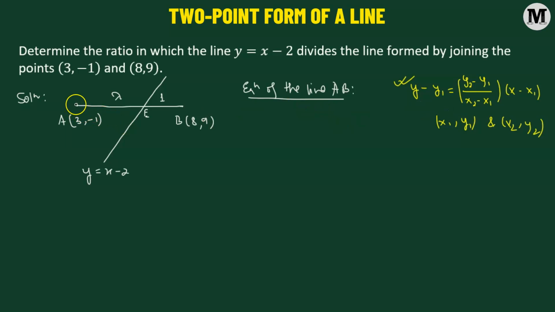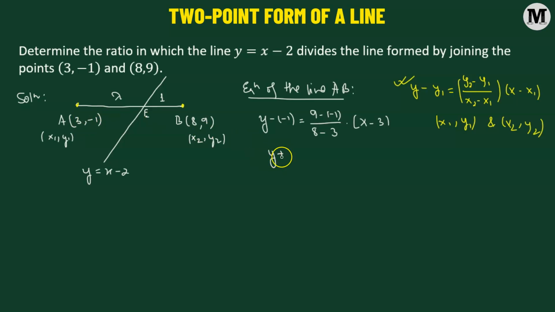In our case, the coordinates of point A and point B are given to us, so we can immediately obtain the equation of the line AB. Let us assume that A corresponds to (x1, y1) and B corresponds to (x2, y2). The equation of the line AB will be given by y minus y1, where y1 is the y coordinate of point A, so that's -1, equals y2 minus y1, so that's 9 minus -1, divided by x2 minus x1, so that's 8 minus 3, multiplied by x minus x1, where x1 is the x coordinate of point A.